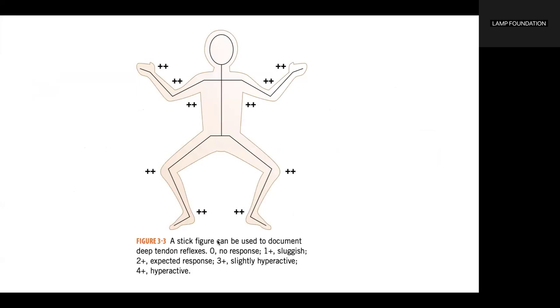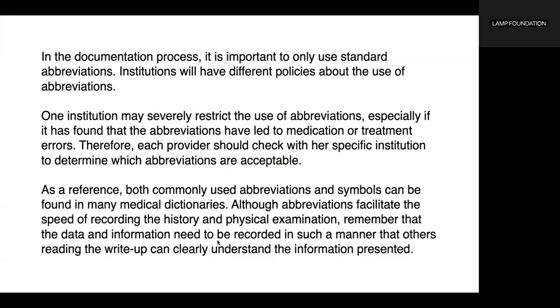So we have here a stick figure that is used to document DTRs or deep tendon reflexes. 0 for no response, 1 plus, sluggish, 2 plus is expected response, 3 plus is slightly hyperactive, and 4 plus is hyperactive. In the documentation process, it is important to only use standard abbreviations.